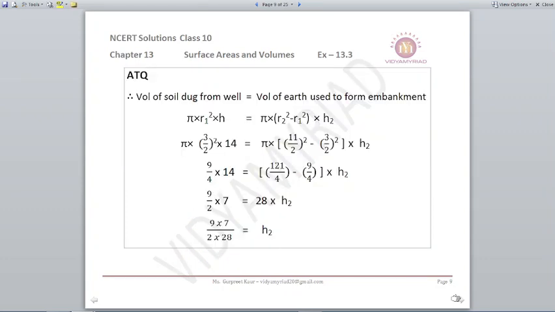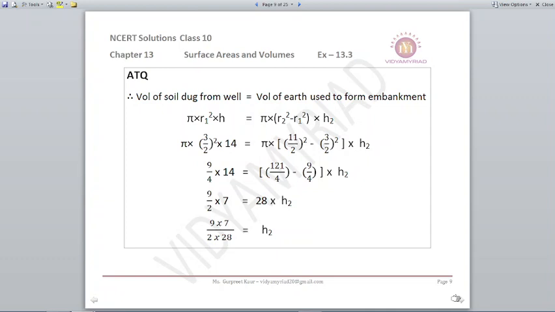So according to the question, volume of the soil dug from the well will be equal to the volume of the earth used to form the embankment. Now when we are finding the volume of the earth for the embankment, there are two radii, outer radius and inner radius. So we need to subtract it.